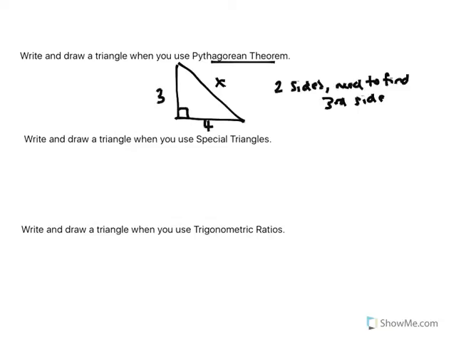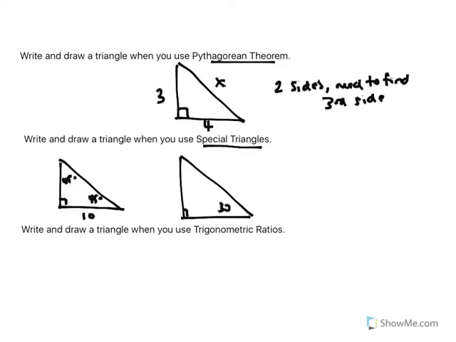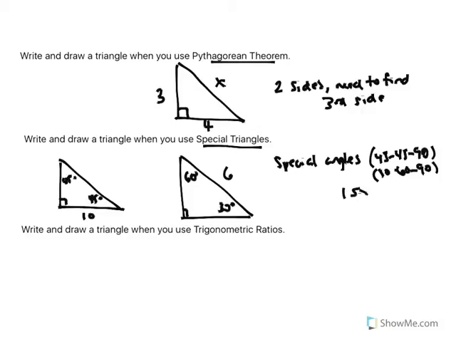Number 2, write and draw a triangle when you use special triangles. So, if we are given the following, or, we use special triangles when we are given special angles 45, 45, 90, or 30, 60, 90, and one side.